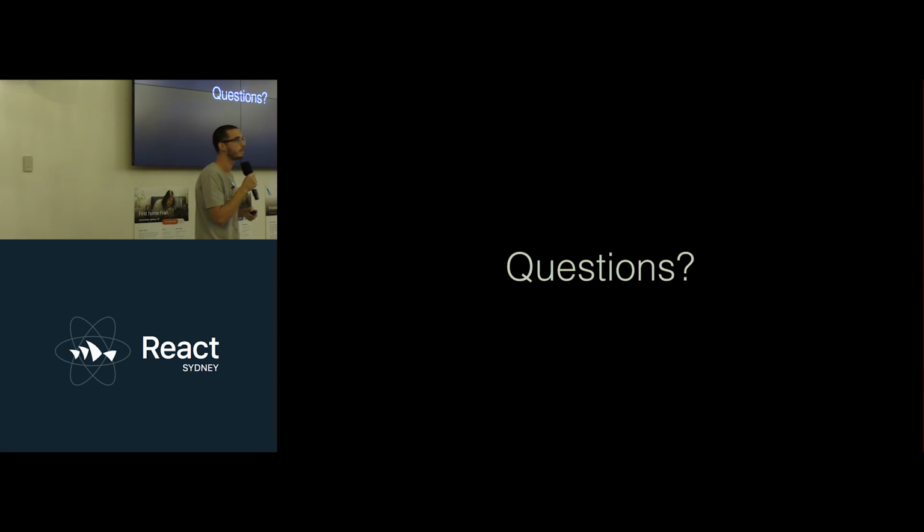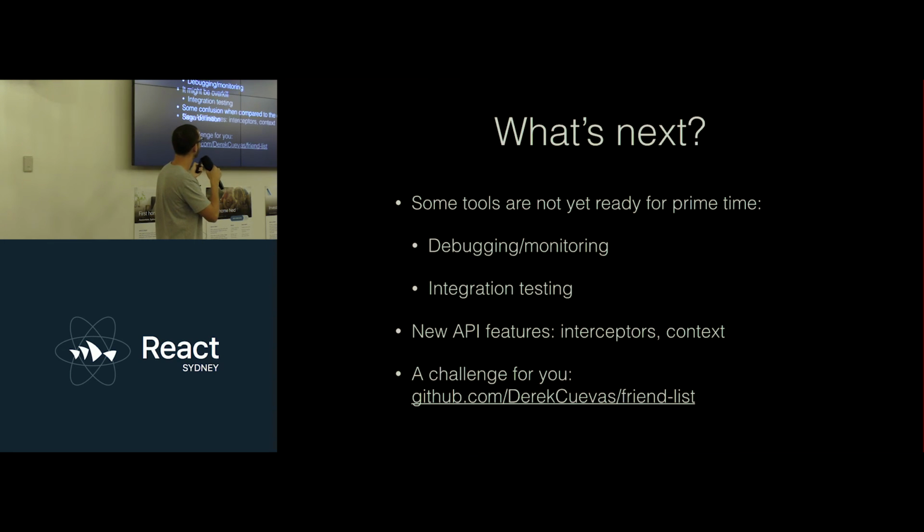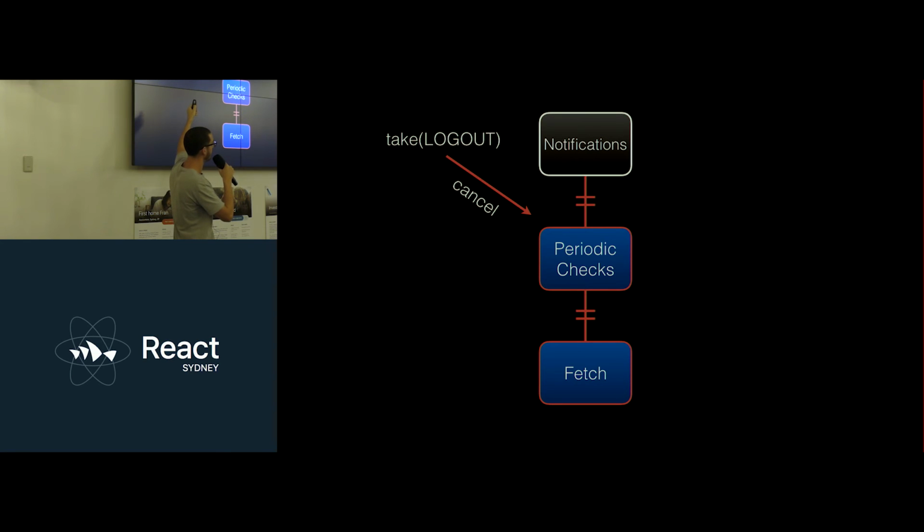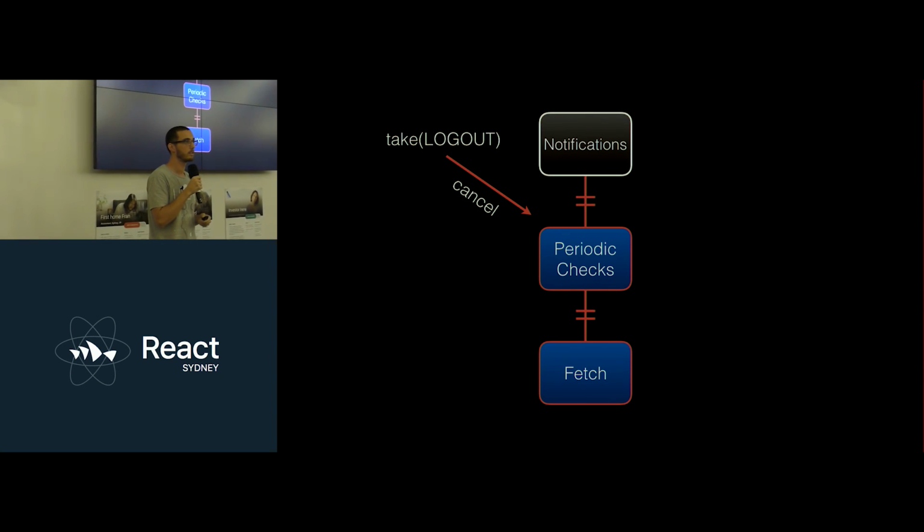But what if you want to cancel it? Let's say I want to trigger a cancellation. So when you use this fork effect, you get back a task object. It has a unique ID. And in the case of notifications, here we are holding a reference to the periodic checks saga. So whenever logout happens, we can just use another effect, cancel, and pass this task object as an argument.